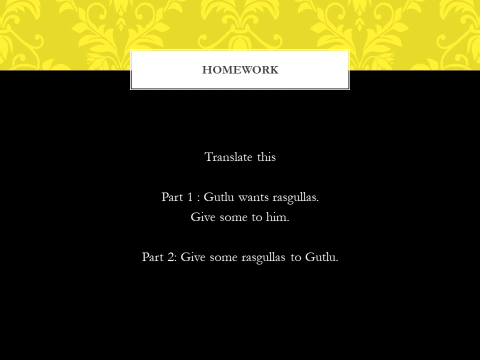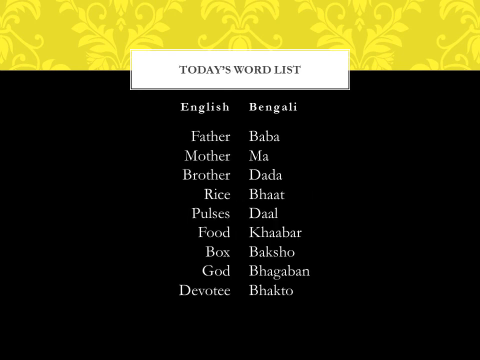So for today's homework, let's try translating these two groups of sentences. First one: Gudlu wants rosogollas, give some to him. Part two: give some rosogollas to Gudlu. You will see both groups of sentences talk about the same thing, but the second one is a more compact sentence than the first one. This is the word list for today for your reference. Come back and have a look whenever you need to.